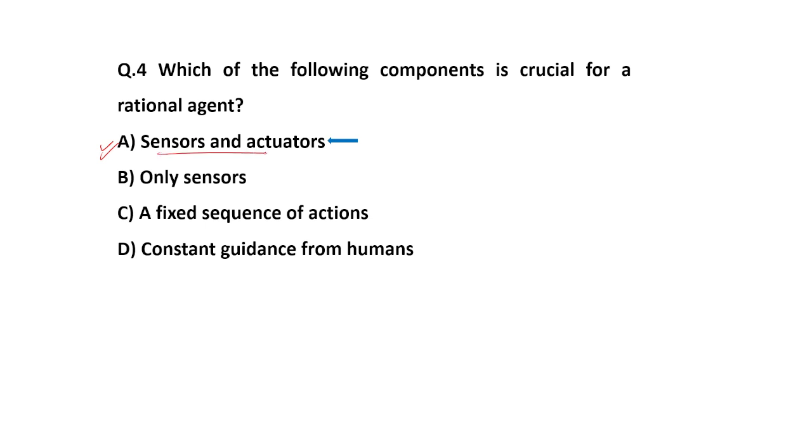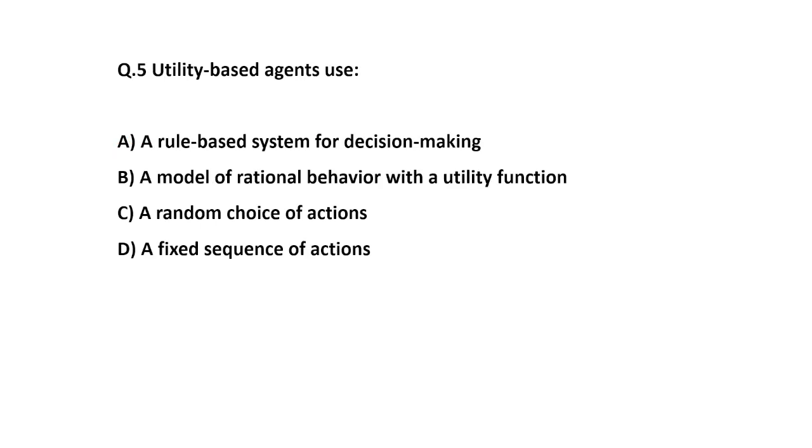For a rational agent to function effectively, sensors and actuators are crucial components. How do the sensors work? These are used to perceive the environment. They can also provide the agent with information about the world around it, and this perception is necessary for the agent to make informed decisions. And how do actuators work? These enable the agent to take actions in the environment based on its decisions, allowing it to interact with and influence its surroundings. All right, so option number A is your correct answer.